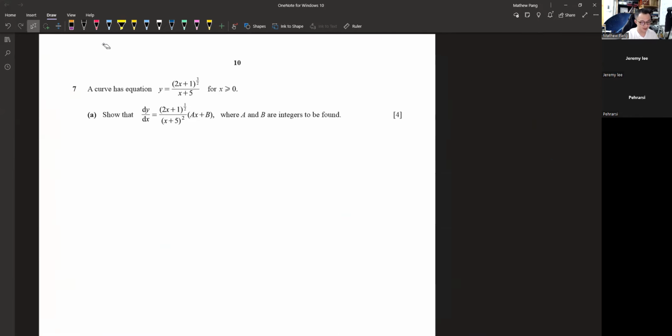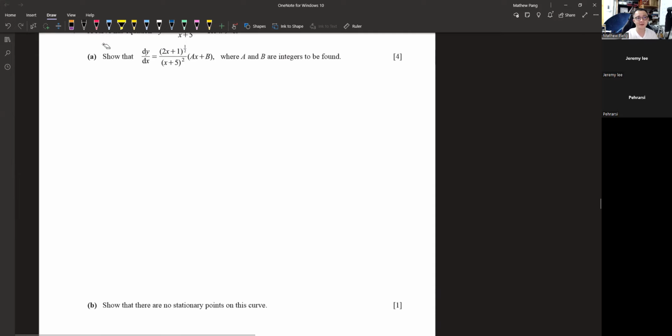Okay, 7. Quite simple, I guess. Do dy/dx using the quotient rule. Come, you all do? Then tell me what are the a and b values you find.